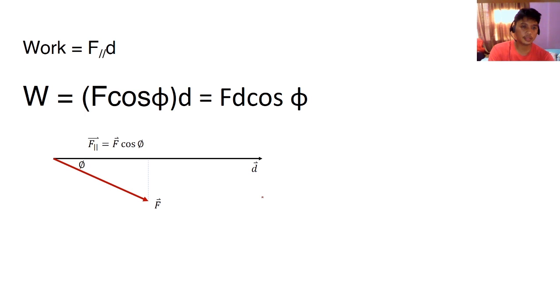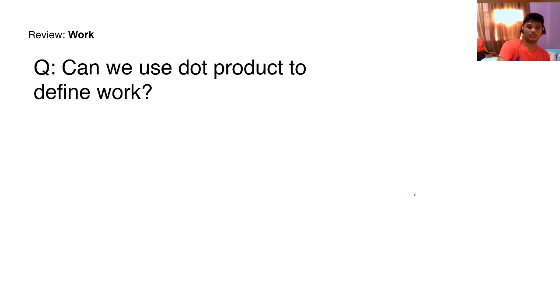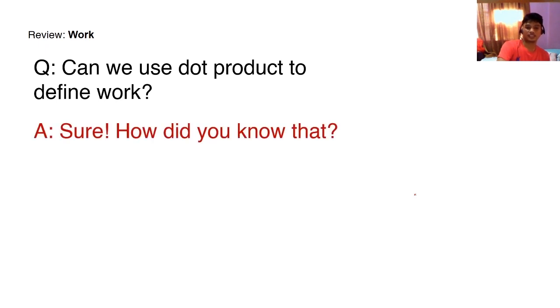But of course, the parallel component of the force is just F cosine phi, where phi is the short angle between the direction of the force and the direction of the displacement. So in many books you see that work is expressed in this form, Fd cos phi. Can we use dot product to define work? Sure. So what is the dot product?